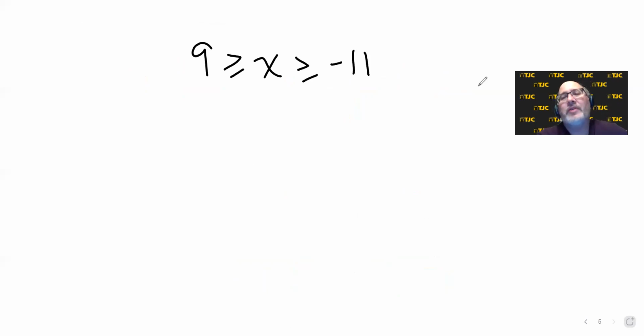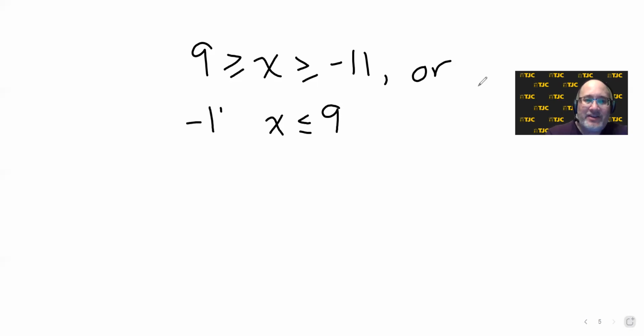Now, there is absolutely nothing wrong with this answer. However, to me, it's backwards. When I have a double inequality, I like for it to go from least to greatest as on the number line. So how can we accomplish this? By literally turning the whole thing around. Saying that 9 is greater than or equal to x is the same as saying x is less than or equal to 9. And saying that x is greater than or equal to -11 is the same as saying -11 is less than or equal to x. So literally turn the whole thing around so that everything is going from least to greatest instead of greatest to least.